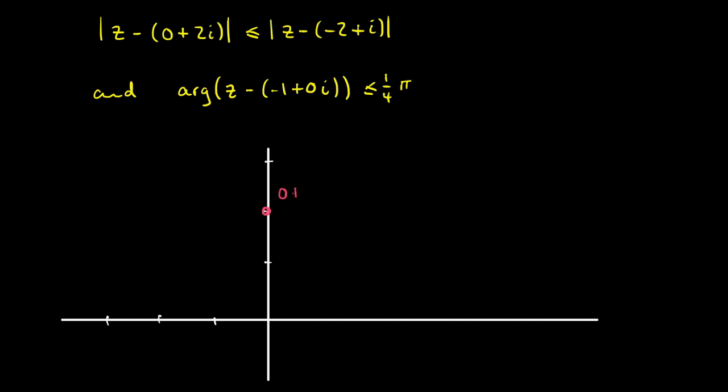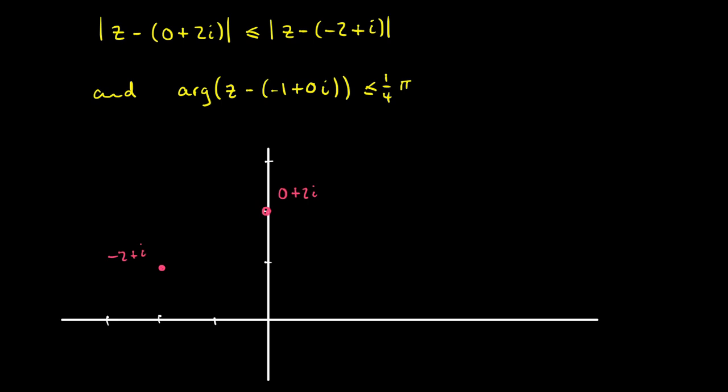That's 0 plus 2i. And we've got another one, negative 2 plus i. So that's that guy there. So what we want to do is find the perpendicular bisector of the line connecting these two points. So we need to find the midpoint of those. Well, how do we find the midpoint? What we do is we add up the two real parts. So negative 2 plus 0 is negative 2. And then we divide through by 2. It gives us negative 1.